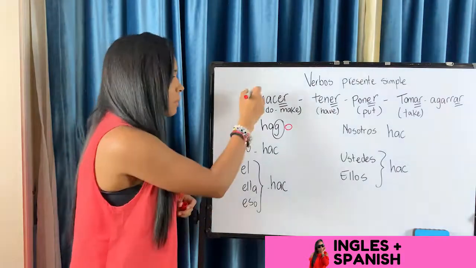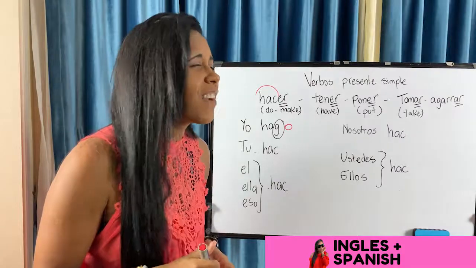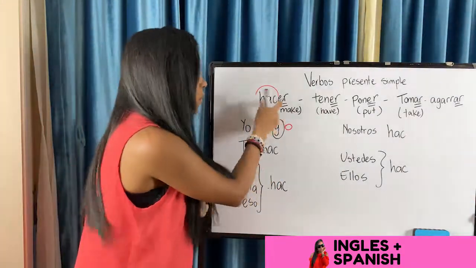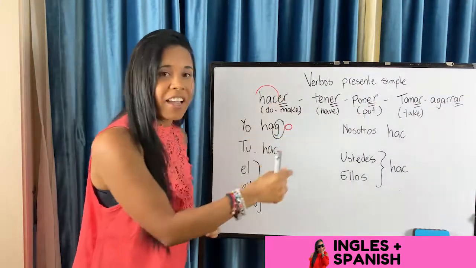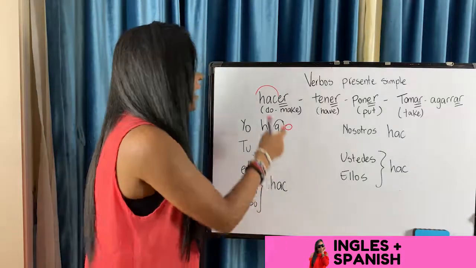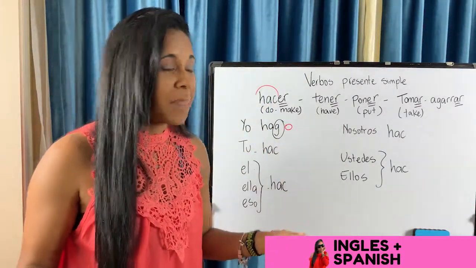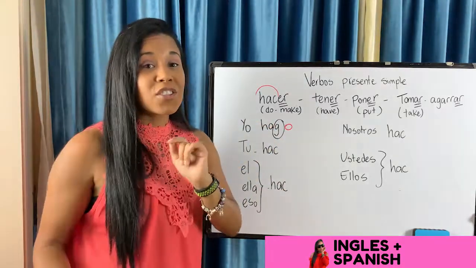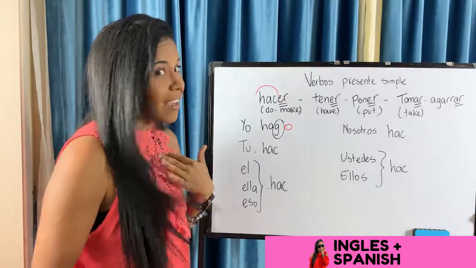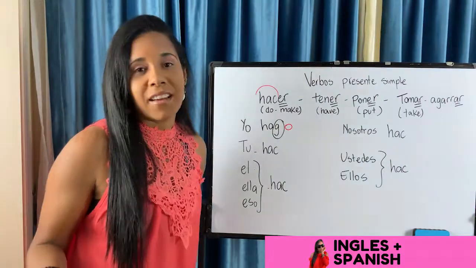But you remember that I explained to you that very often we take the root of the verb without the ending, er, ir, ar, right? So, we take the root and then we add the endings that I already taught you, right? But here in the first person, me, yo, right? We're going to conjugate hago. Yo hago la tarea, okay?